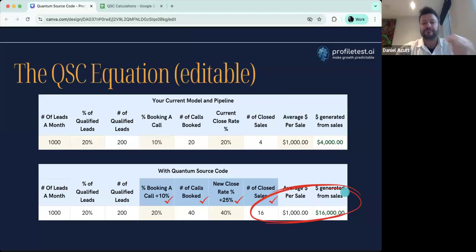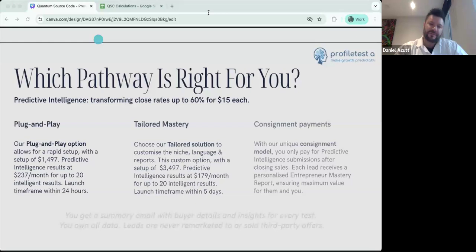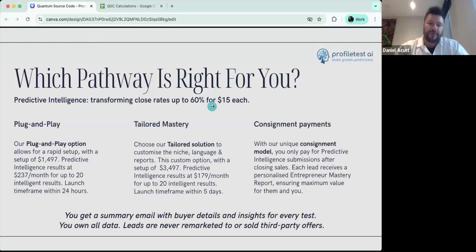Okay, so which pathway is right for you with quantum source code? We have 2 different approaches. One is a plug and play option and one is a tailored mastery or tailored option, basically. Now, how we work is there's a setup cost that we build a system for you. We create it for you. So it's your system, it's your data. This is not our data. We're not going to be using this data to do anything with it.